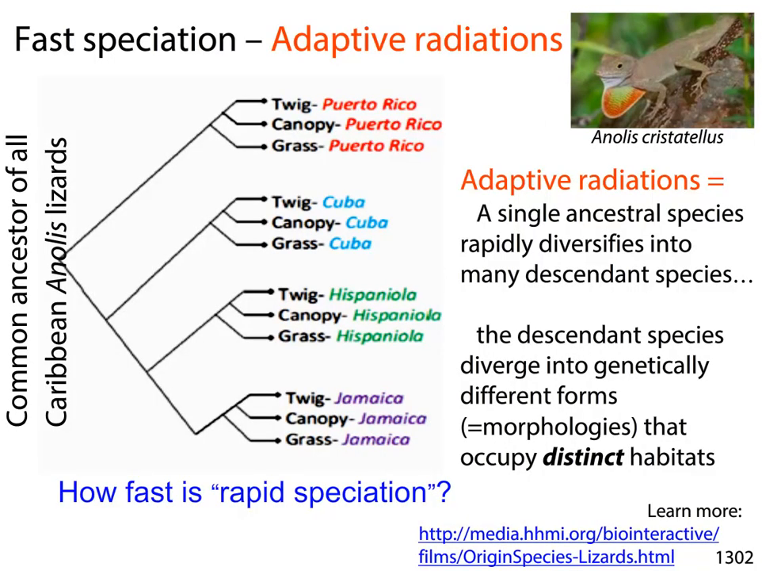So adaptive radiation is actually a pretty cool concept. Basically what happens is you have a single ancestral species that perhaps colonizes a new area, or something along those lines. But the idea is that a single ancestral species will rapidly diversify into many descendants. The descendant species then diverge into genetically different forms because they have different morphologies and occupy distinct habitats. So how fast is rapid speciation?